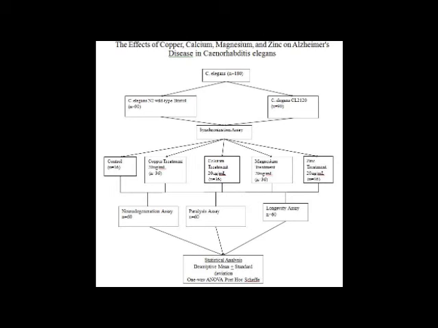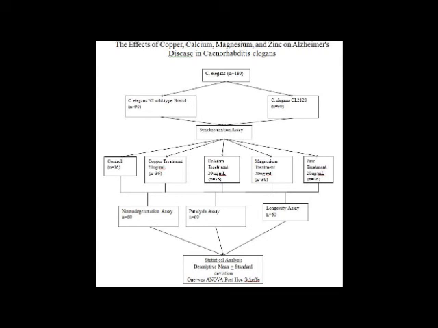The effects of copper chloride, calcium chloride, magnesium chloride, and zinc chloride will be studied. A 20 microgram per milliliter concentration will be used for all chemicals. Each chemical will be inoculated in the nematode growth agar and E. coli food source. Using a fluorescent microscope, neurodegeneration in C. elegans will be observed for amyloid beta aggregation using GFP protein fluorescence. Images will be analyzed in Adobe Photoshop or ImageJ.